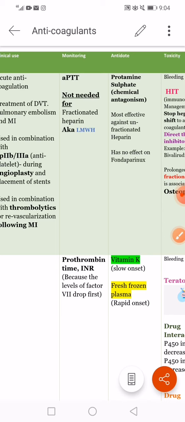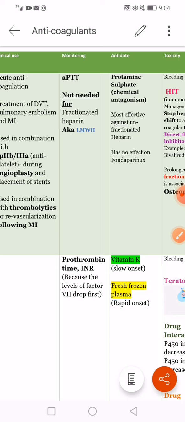Do we need to monitor warfarin? Yes, we do, using prothrombin time, using INR. The thing is that actually warfarin is having an effect on both the intrinsic and the extrinsic pathway, yet we are only monitoring prothrombin time, which is used to monitor the extrinsic pathway.